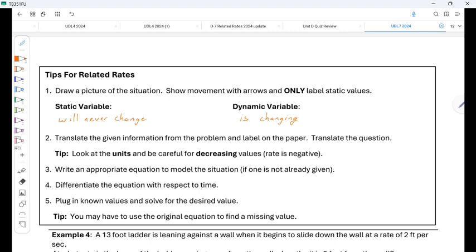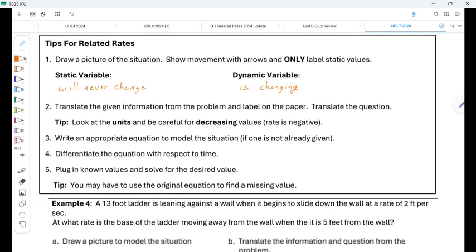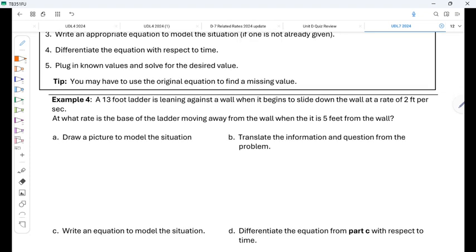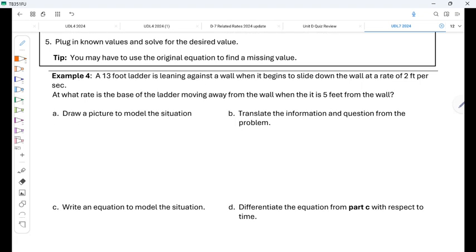Let's take a look at our first problem, for which we're going to do the whole set of problem solving steps. A 13-foot ladder is leaning against a wall when it begins to slide down the wall at a rate of 2 feet per second. Implied in there is that it is a constant rate of 2 feet per second.